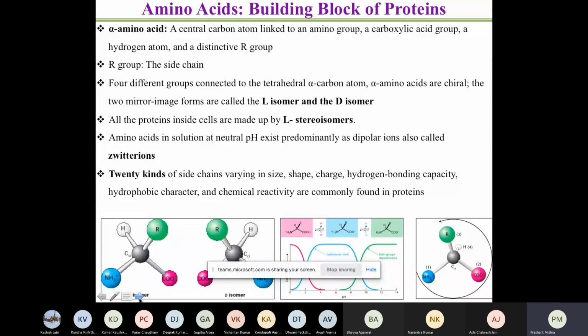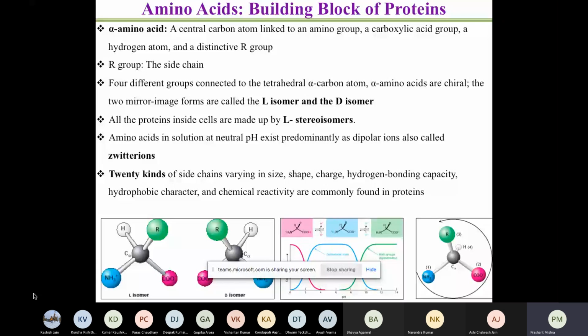Now, before we move on to their structure, the first most important thing is to understand what the building blocks are and what they are made up of. These building blocks are amino acids. When I say amino acid, you can make out what it is: on one hand amino, on the other hand acid. So it has an amino group, that is NH2, and it also has a carboxylic group.